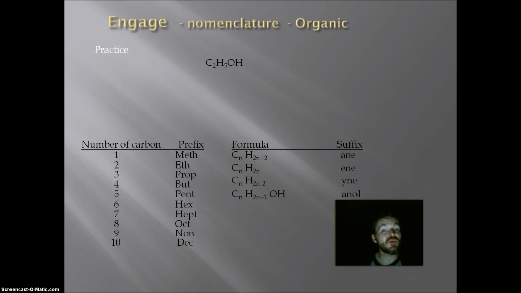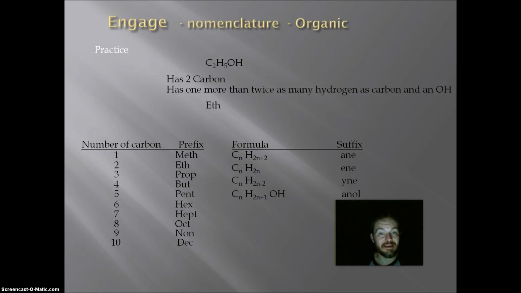C2H5OH. I have 2 carbon. If I have 2 carbon, my prefix is going to be eth. Now if I look at it, I have the OH, and the only thing I know is the OH means it's going to have the anol ending. But if I count, I've got 2 times 2 is 4, plus 1 is 5, so it's CnH2n plus 1, and then an OH tacked onto the end. So that makes me 100% sure that this is an ethanol.